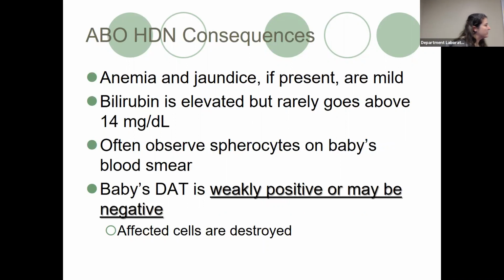Sometimes you might even observe spherocytes on the baby's blood smear, and that's just because the baby's spleen might be pitting that antibody off the cell. Not completely destroying the cell, it might just be picking off the antibody at that specific site where the antibody is attached, causing a shape change in those red cells, causing a change in the protein structure, causing spherocytes. And then your baby's DAT is going to be weakly positive, which is typically a drastic difference from the DAT in IgG hemolytic disease of the newborn, where it's very strong.